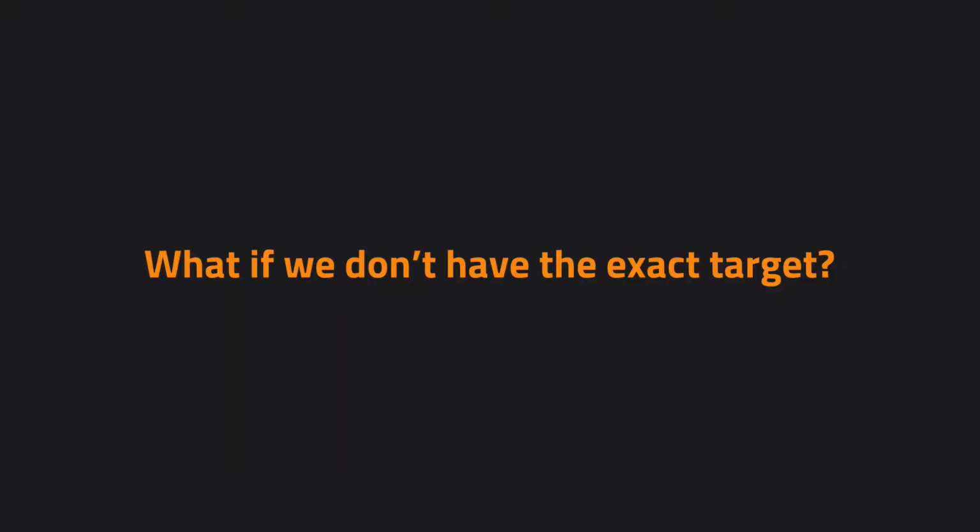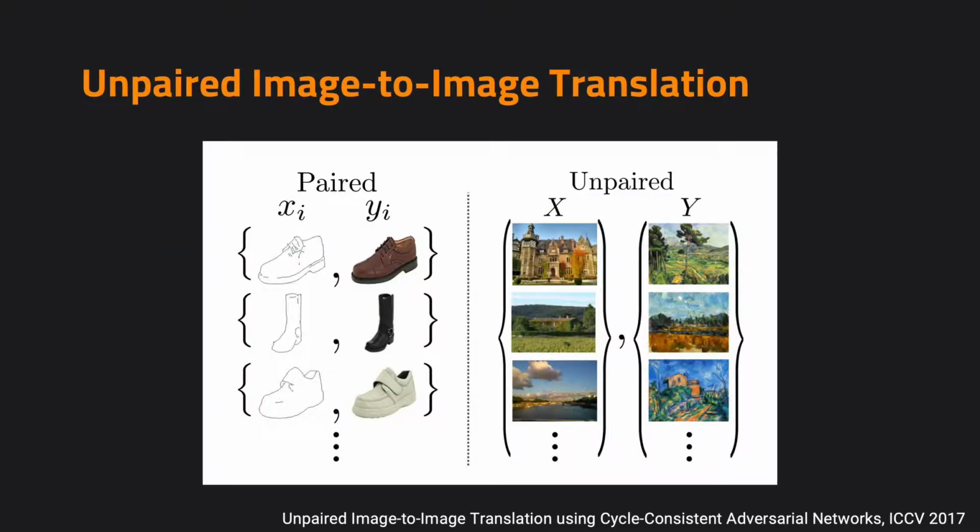Now we can have a generator and discriminator to translate images from one domain to another domain when we have a direct correspondence. But what if we do not have the exact target? Here is what may happen. In the previous slides, we have been talking about paired image-to-image translation, which means that for each source image at training time, we have its exact target image, and we can use this input and output to supervise our networks. However, in a lot of cases, we do not have this direct pair.